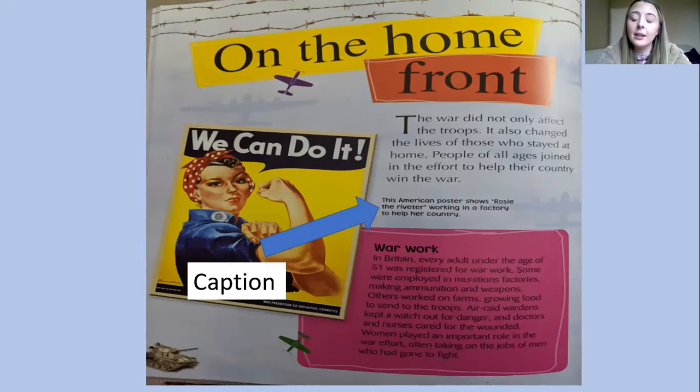So for example, this caption is telling us exactly what this poster is and who's in it and what she's doing. It just tells us a little bit more. It's quite helpful when pictures are sometimes a little bit hard to understand what's going on.